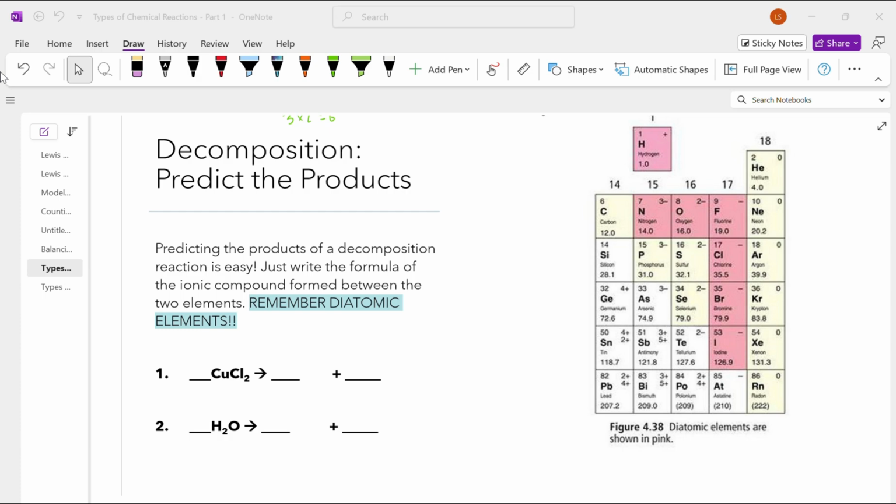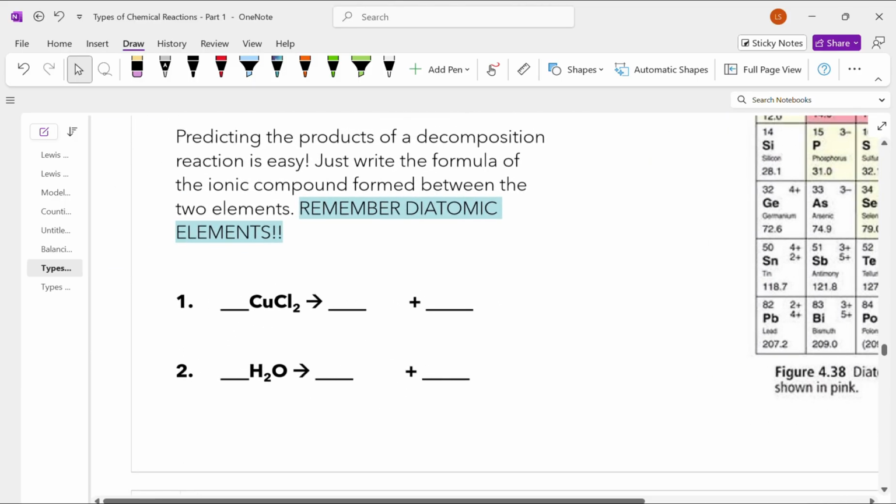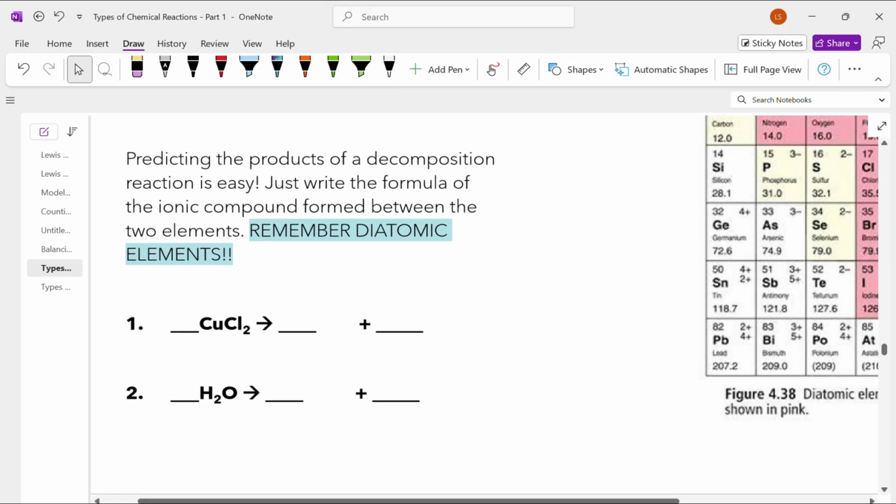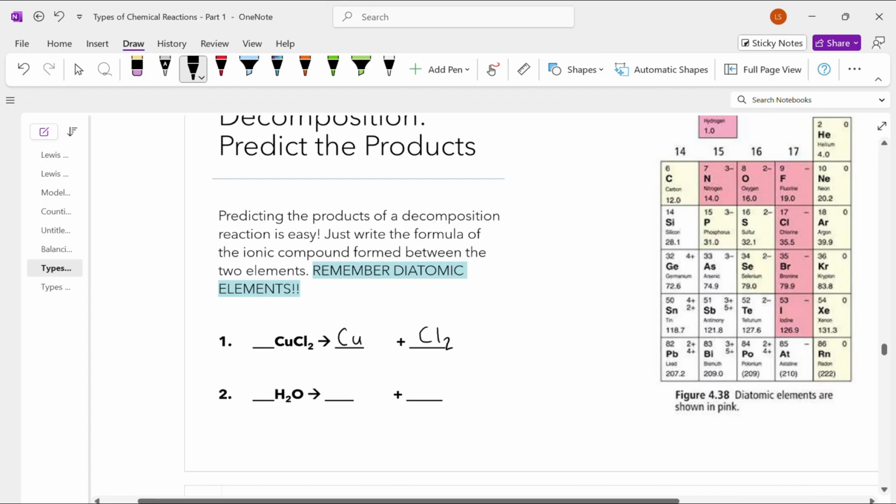Alright, now we're on decomposition. So let's just get right into it. Starting off, we see copper and chlorine. Well, how are we going to split this? We're going to split it by having copper and chlorine.